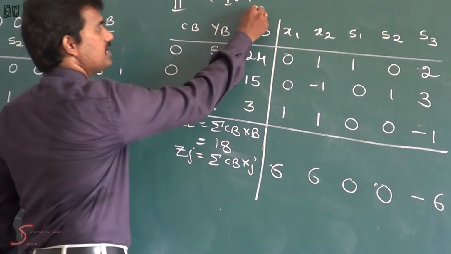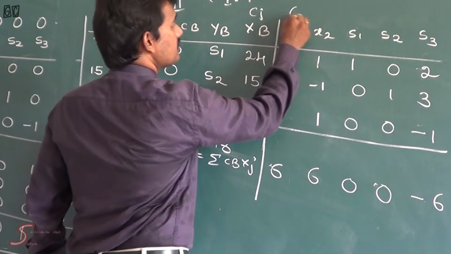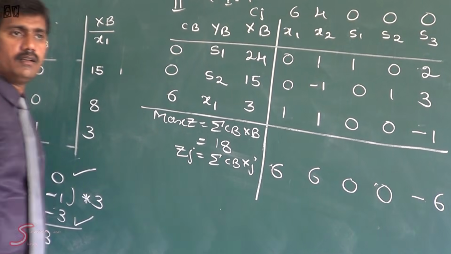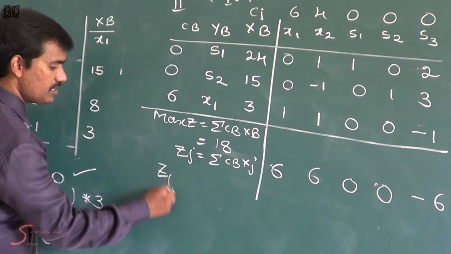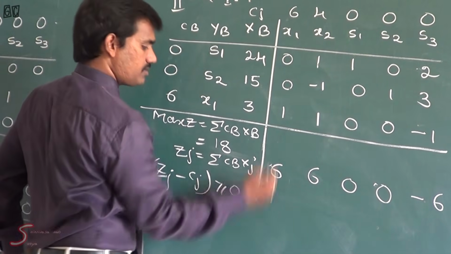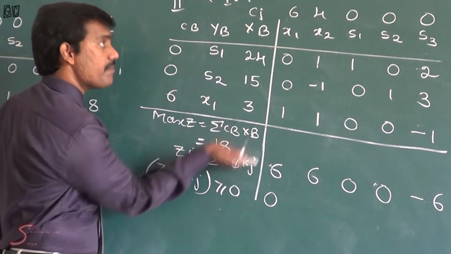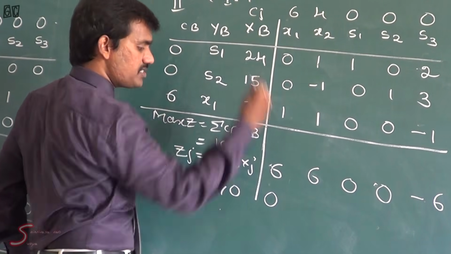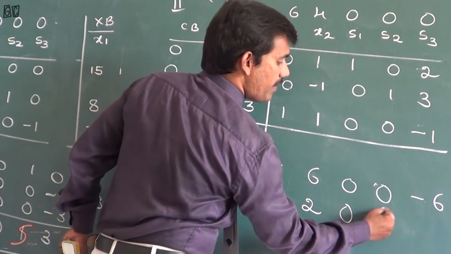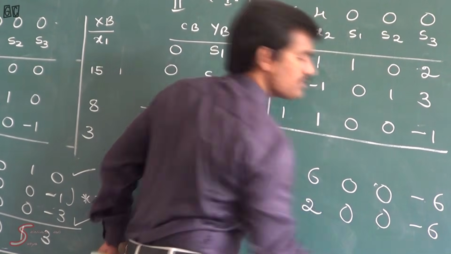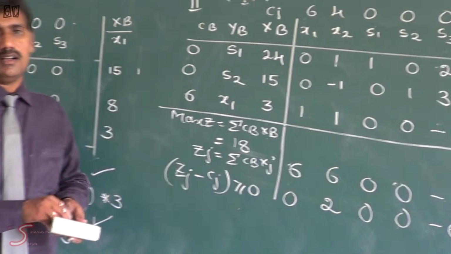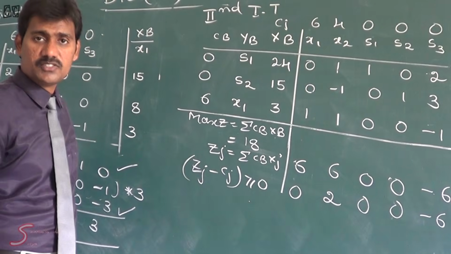And again we have Cj here. The values for Cj are 6, 4, 0, 0, 0. After this we have the net evaluation condition, Zj minus Cj greater than or equal to 0. 6 minus 6 is 0, 6 minus 4 is 2, 0 minus 0 is 0, again 0 minus 0 is 0, and minus 6 minus 0 is minus 6. So here also we are not satisfying the condition Zj minus Cj greater than or equal to 0.